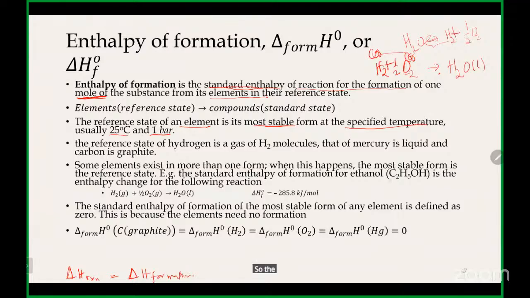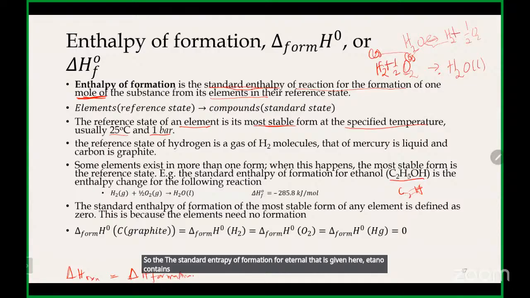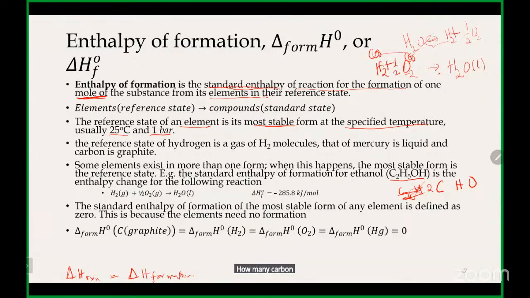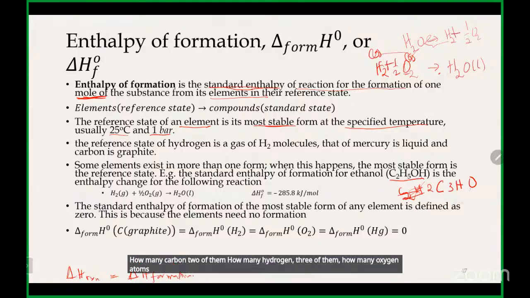So the standard enthalpy of formation for ethanol that is given here: ethanol contains carbon, hydrogen, and oxygen. How many carbon? 2 of them. How many hydrogen? 3 of them. How many oxygen atoms? 1 of them. So the equation for the reference state of its formation, I'm going to write it out. That will be on the product side.